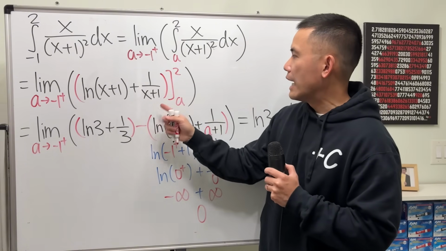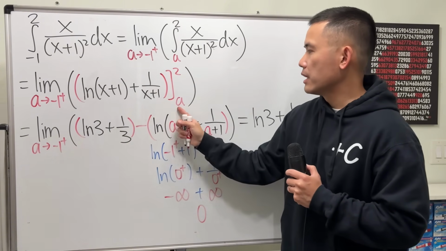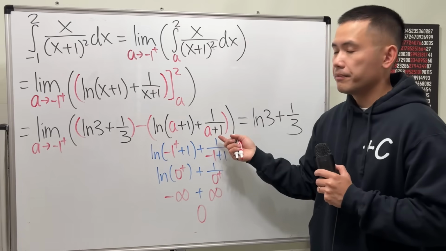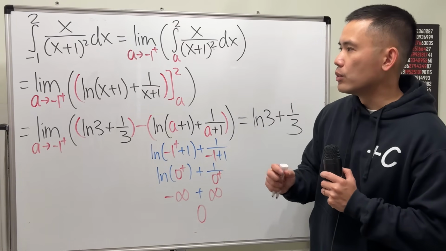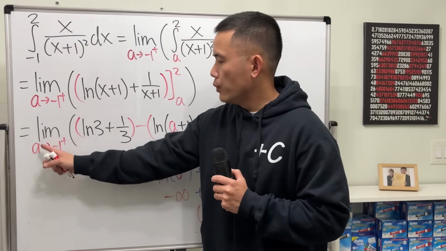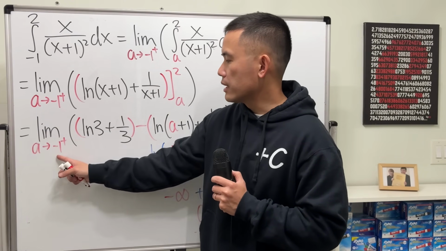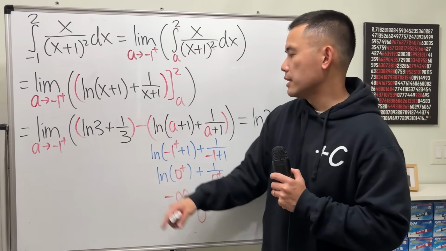And then once we have that, plugging the 2 into the x, we get this. Plugging the a into the x, we get that. That's just the integration part. Now, the second thing that we have to do when we have an improper integral is the limit. We take the limit as a going to -1 plus. So just this part, because this is just a constant.